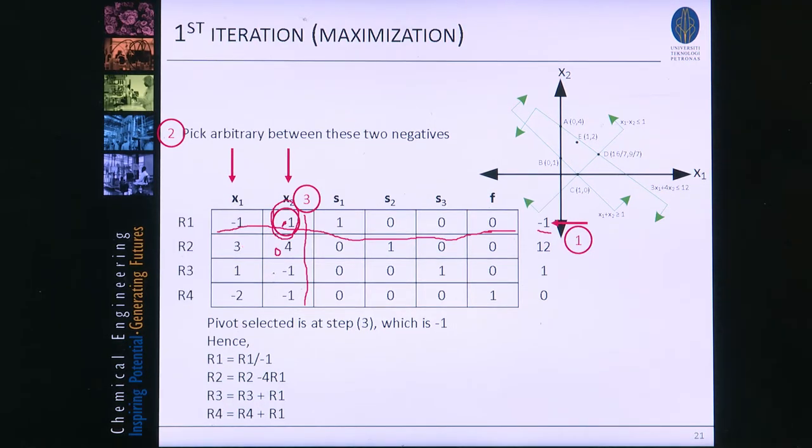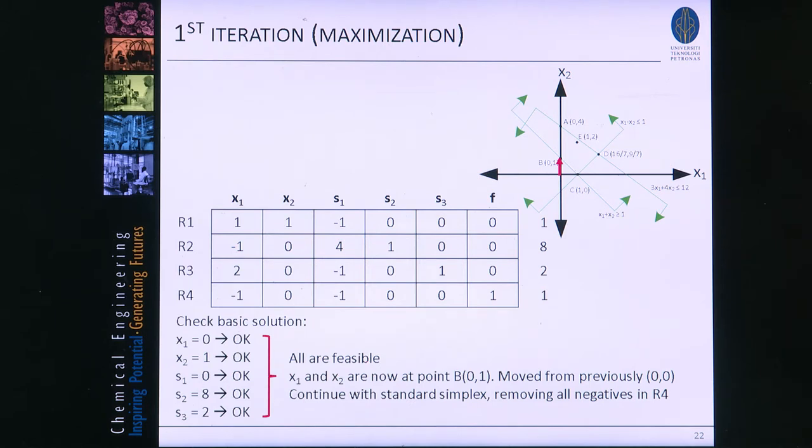We do the same by calculating the new R3 equals R3 plus R1, and R4 equals R4 plus R1, because this is minus 1. So minus 1 plus 1 equals 0. The same goes for row 4. Hence we get this: 1, 0, 0, 0. If we now look at this, x1 is still equal to 0, and x2 is now a basic variable, so x2 equals 1 in this case. So x1 equals 0, x2 equals 1.